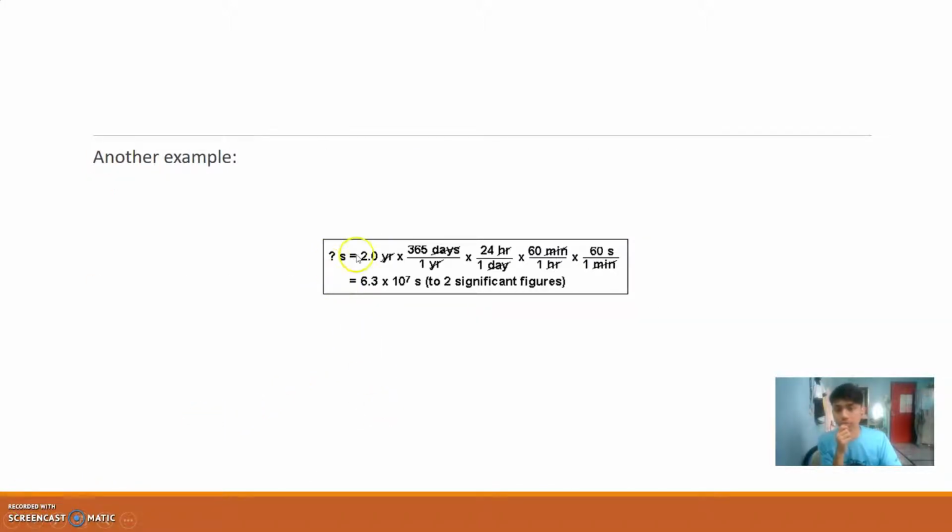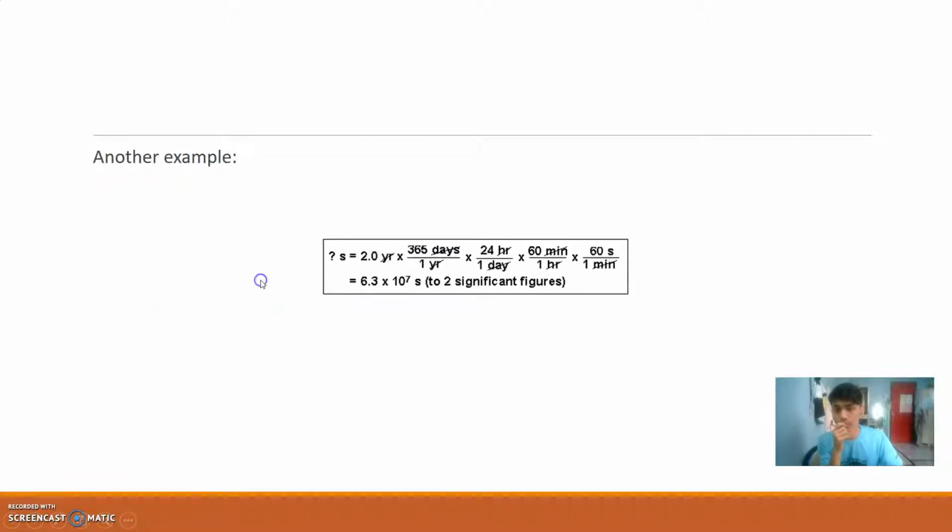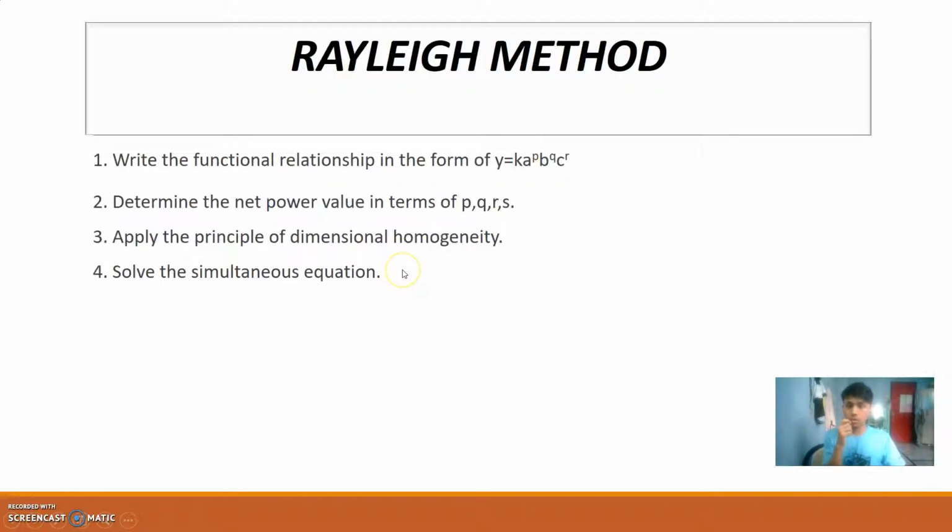So this is the next example where we want to change year to seconds. Then we need to compare it with other values. And the method that I said earlier, that an expression can be multiplied by 1 without changing its value, means that this is the method that we use to change the SI unit. And then there are actually two methods listed below for dimensional analysis.